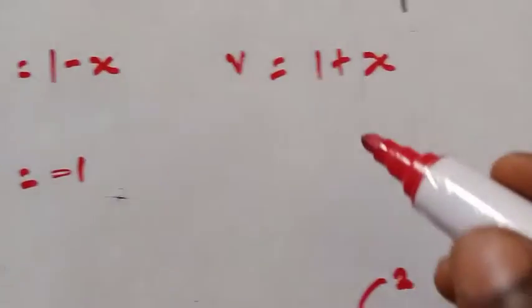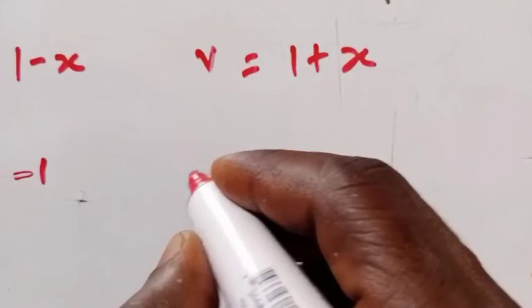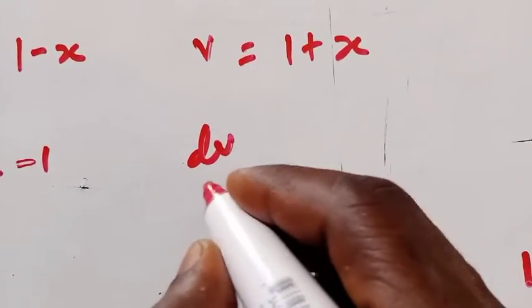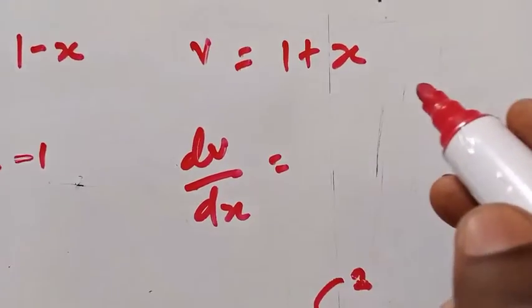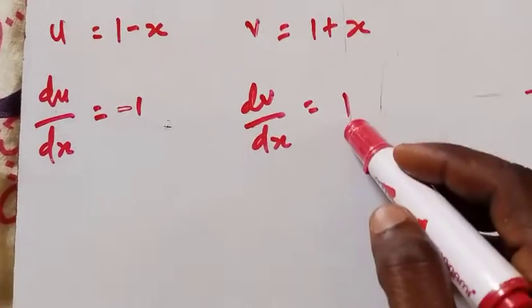Okay, so I guess you should pause the video and try to find the derivative of this function here. That is the dv with respect to dx. So find the derivative of this function. So here we are having 1.